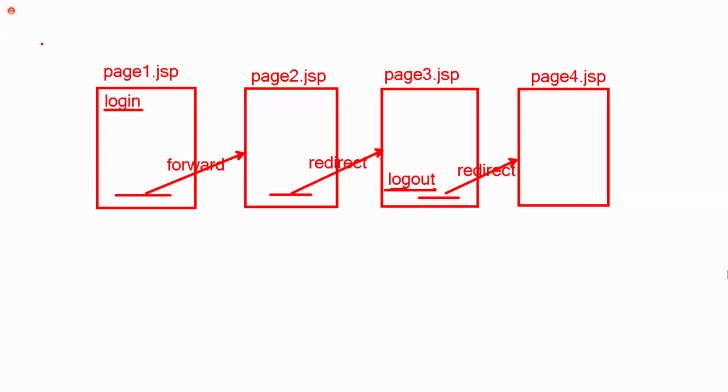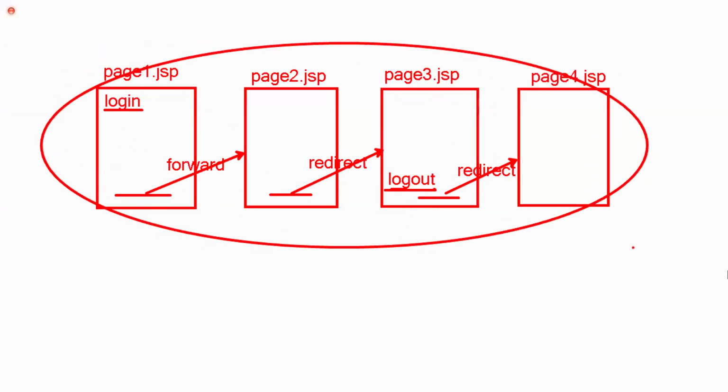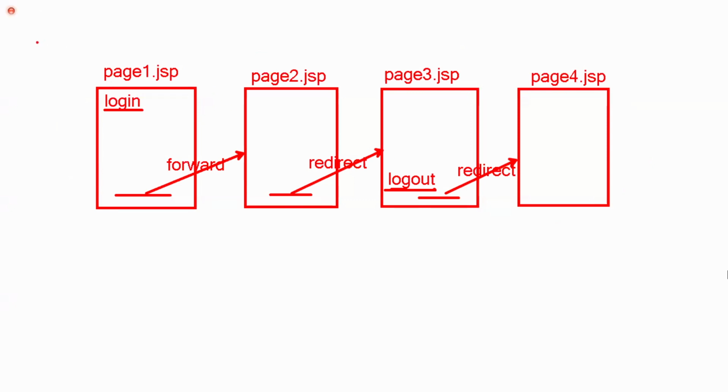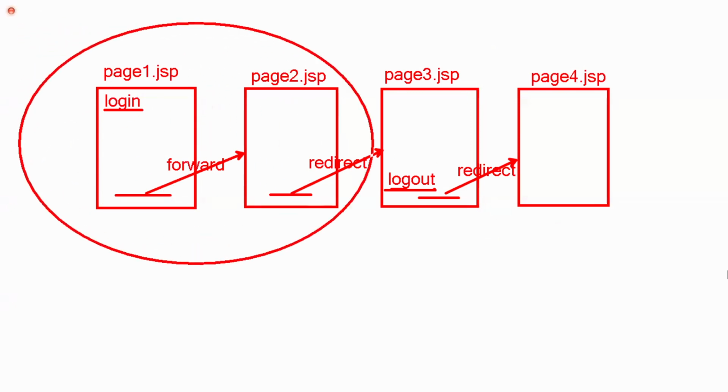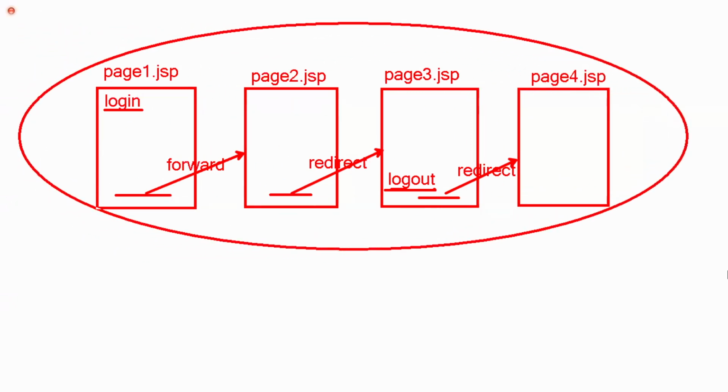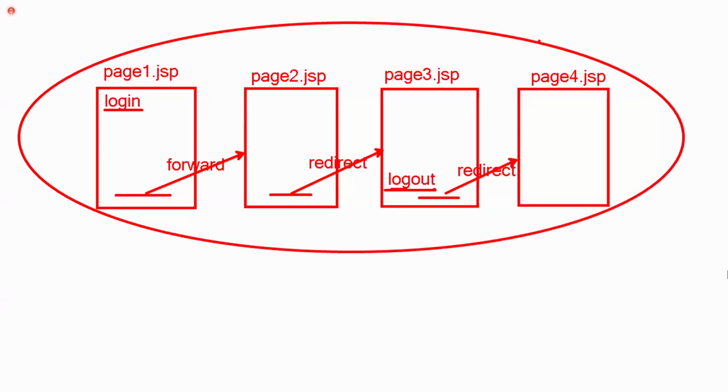Suppose these are all in one war file. These are all in the same war file. Now book4 has application scope. It is the entire one application. Can I access here? Yes. The entire application you can access.